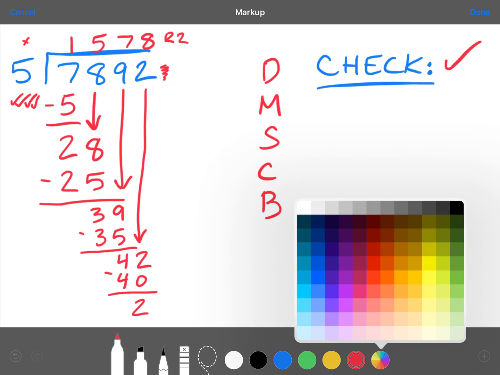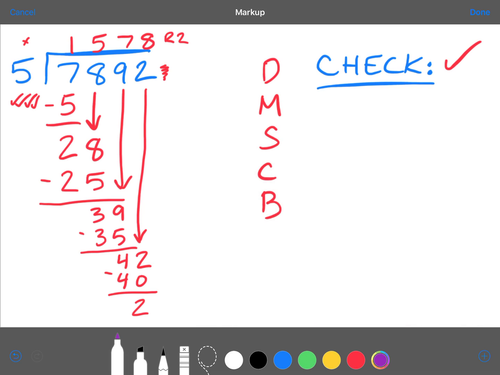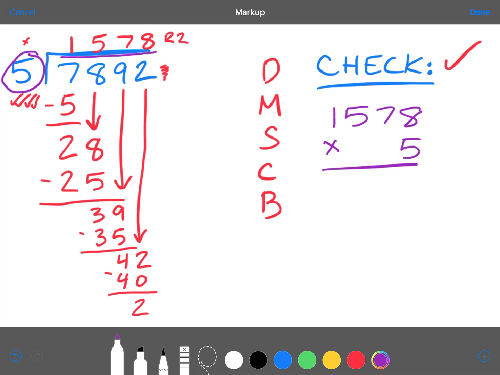So the way that you check to see if you got your answer right, okay, I am going to take my answer right here, which is 1,578, and I'm going to multiply it by whatever is my divisor. So it's going to be a 5 in this math problem. Put it on the side over here, okay? And now I'm going to go ahead and multiply, and we've already practiced this a lot this year. So I'm going to do 5 times 8 gives me 40, carry my 4, drop my 0.